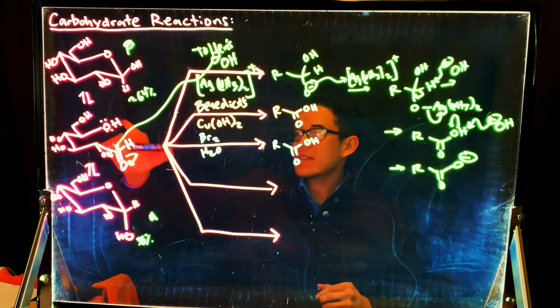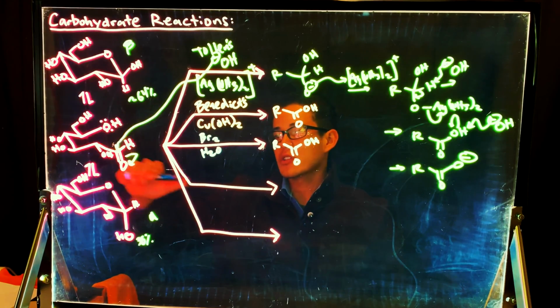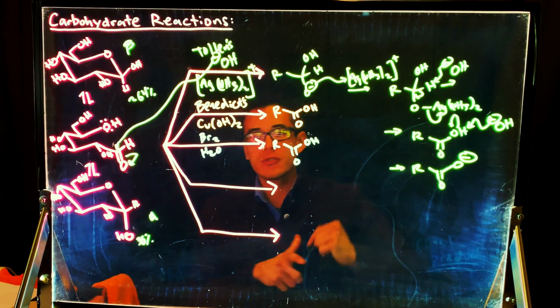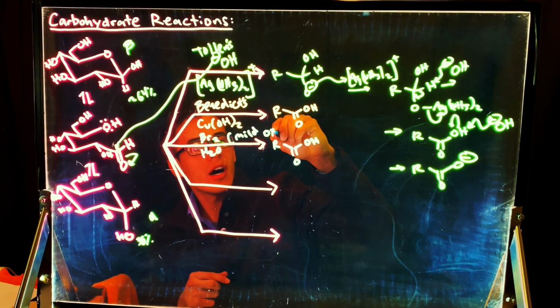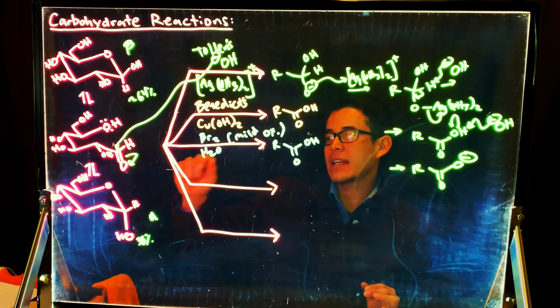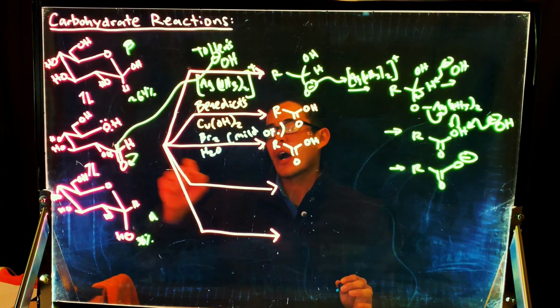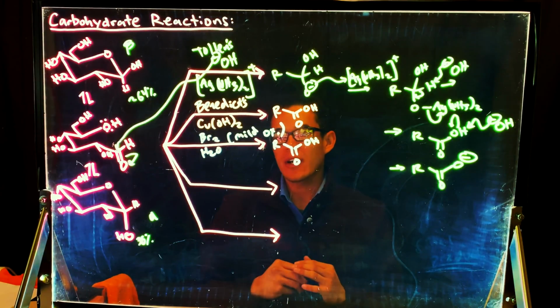Now, none of these other OHs on our glucose will be affected. Br2, this is a mild oxidizing agent. So it only affects the carbon here at our aldehyde carbon, okay? It oxidizes that carbon, leaves everything else alone.